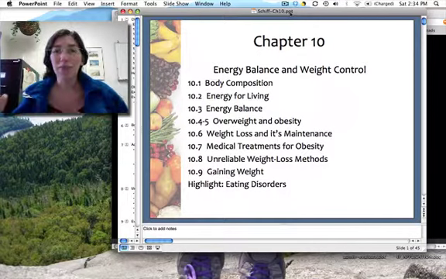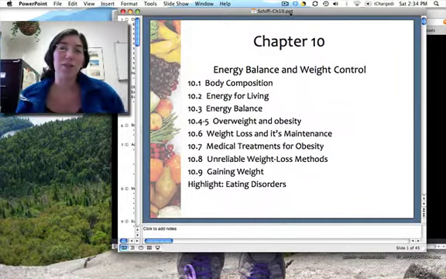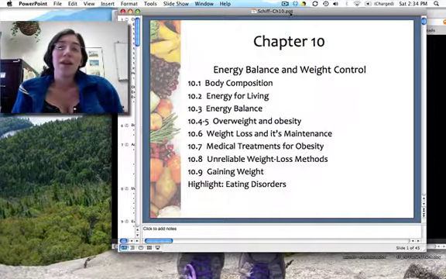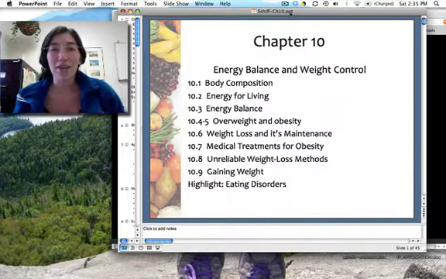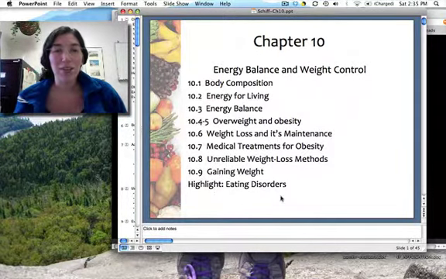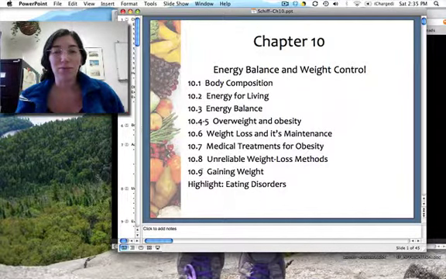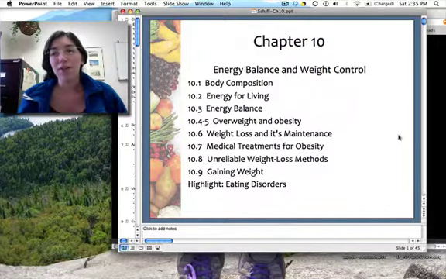Okay, so all of those are going to be our last unit. Your last unit test will be on those 4 chapters. And so we'll start here with Chapter 10, all about energy balance and weight control. This is just an overview and outline of the chapter contents, the different sections of the chapter. Of course, as you know, I like to sometimes go a little bit out of order, but I will be touching on all of these parts of the chapter.